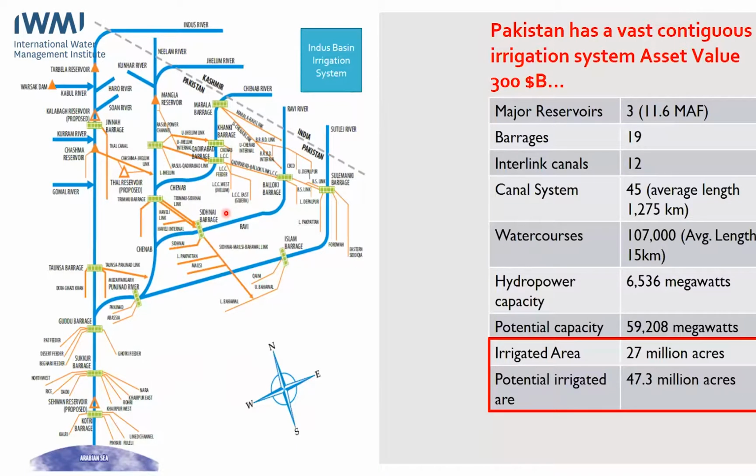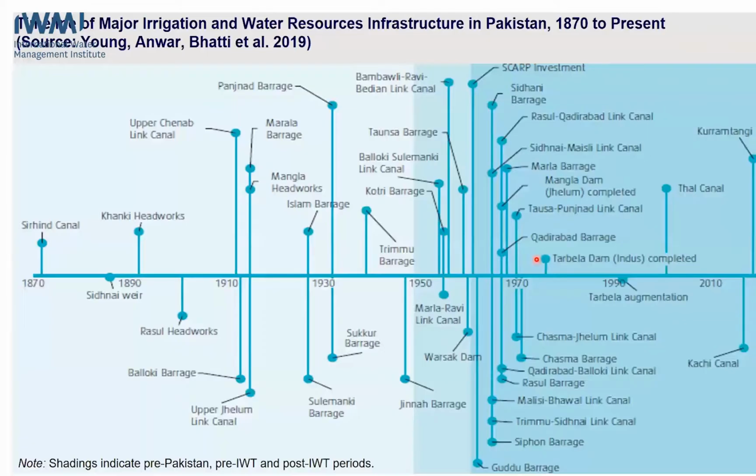There are around 12 interlink canals, 19 barrages, and 45 main canal systems in the Indus Basin. And there are very long water courses which are built across the whole system. There are some uses like hydropower generation, mostly in the northern parts, but mostly the water is used for irrigation and agricultural purposes.